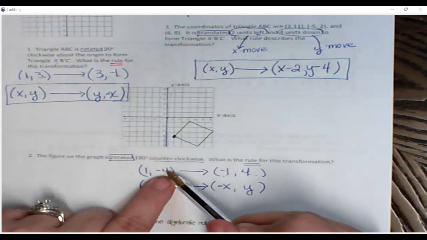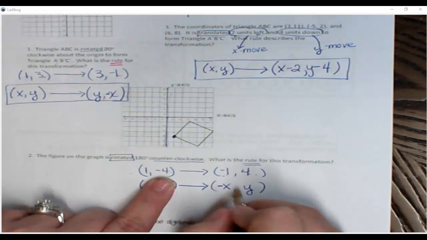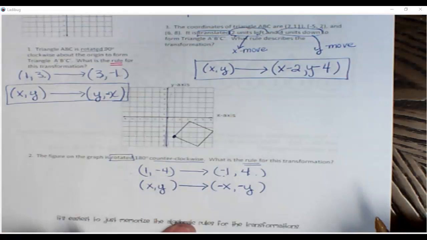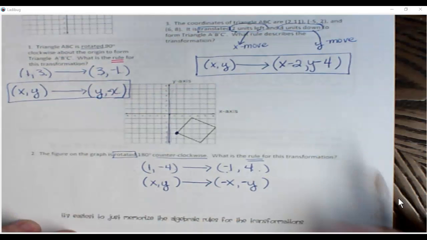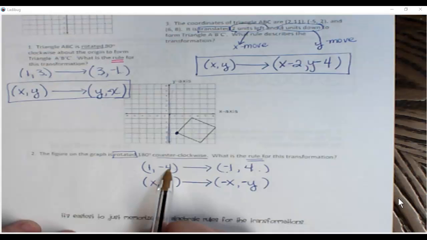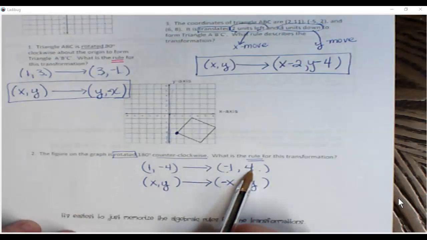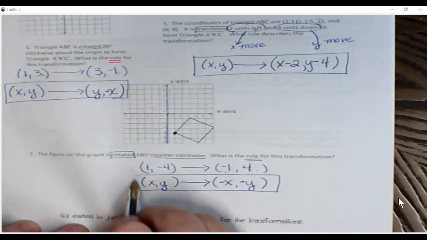Next I have -4, and that's going to change to a +4. So I also have opposite y. Okay, so again, we're looking at my x's became opposite, positive to negative, opposite x. My y started negative, it changed to its opposite, +4. So it changed to its opposite, so we have opposite y. So here is my rule, opposite x, opposite y.